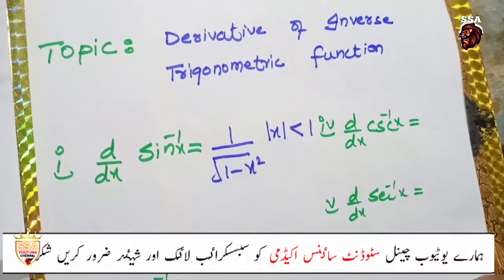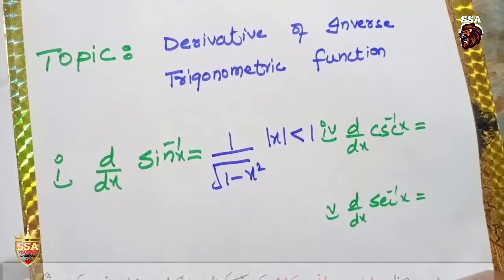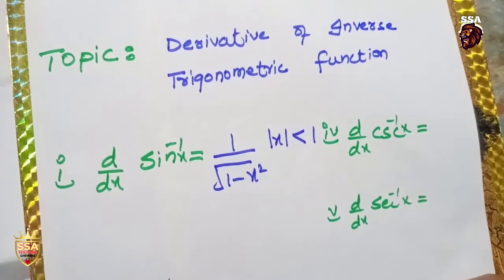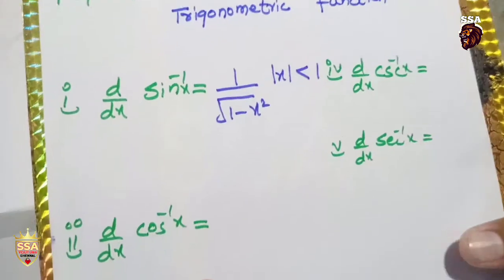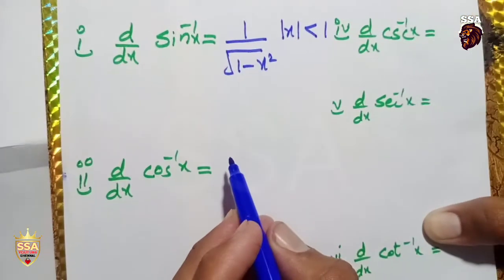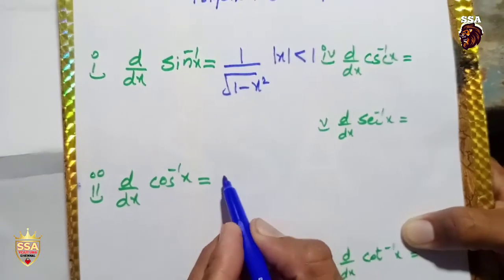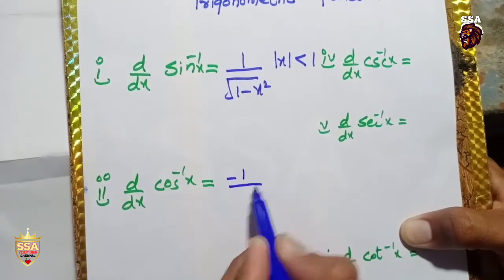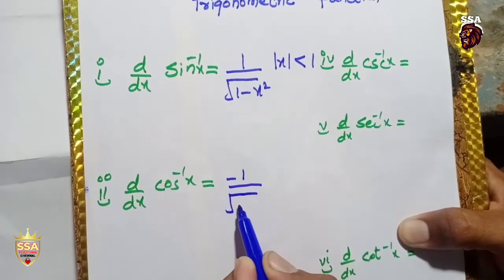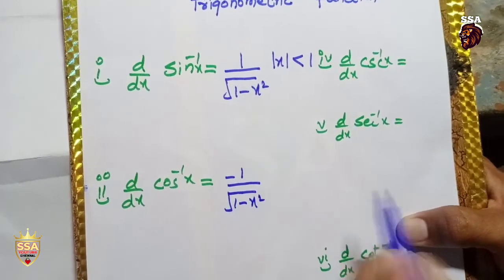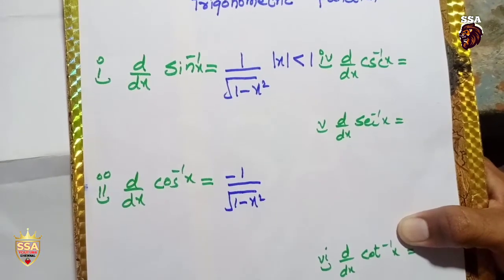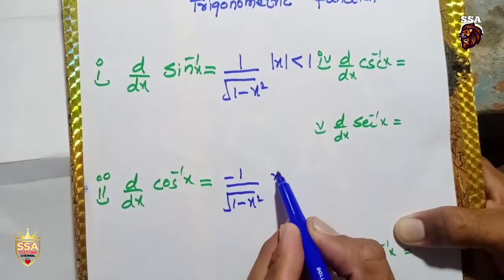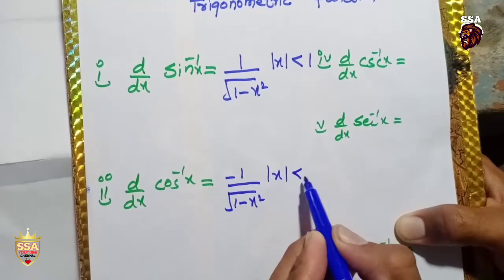And second, derivative of cos inverse x is equal to minus 1 over square root of 1 minus x square, where also modulus of x is less than 1.